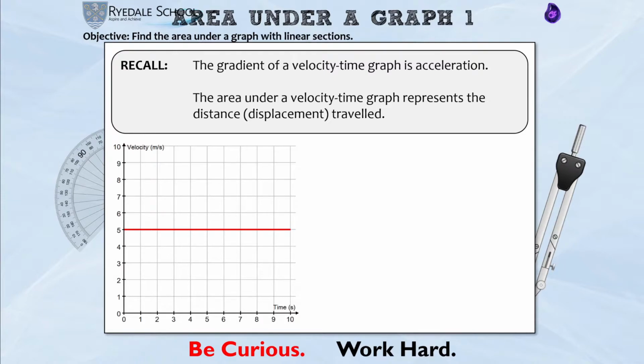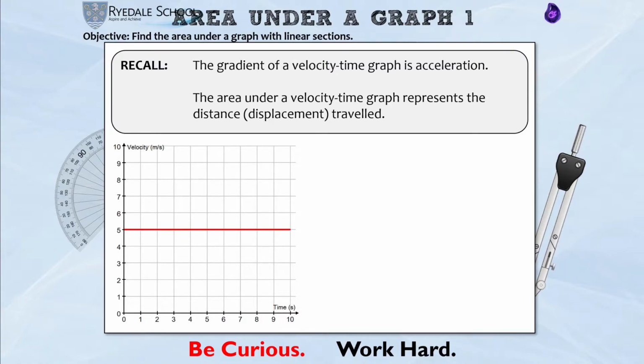So again, just a reminder about a velocity time graph. We saw in the topic of rates of change that the gradient is the acceleration, but under the graph, beneath the line, represents the distance or the displacement travelled.